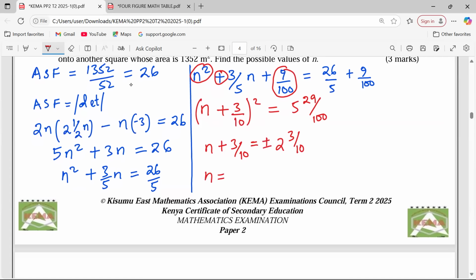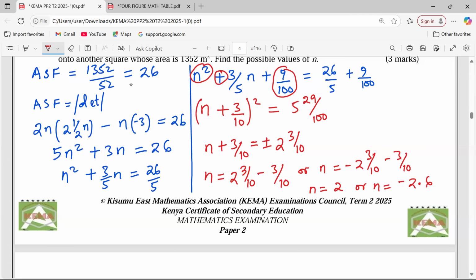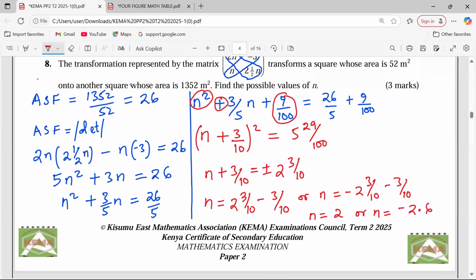The value of n will be given by, when I take 2 and 3/10, I subtract 3/10, or the value of n equals to -2 and 3/10 minus 3/10. The first option becomes exactly 2 because of 3/10 minus 3/10. Then the second option becomes -2.6. That way. So I'm having the two values of n, the two possible values of n.